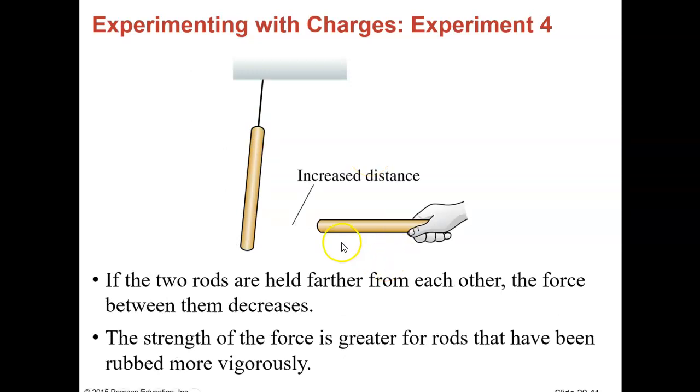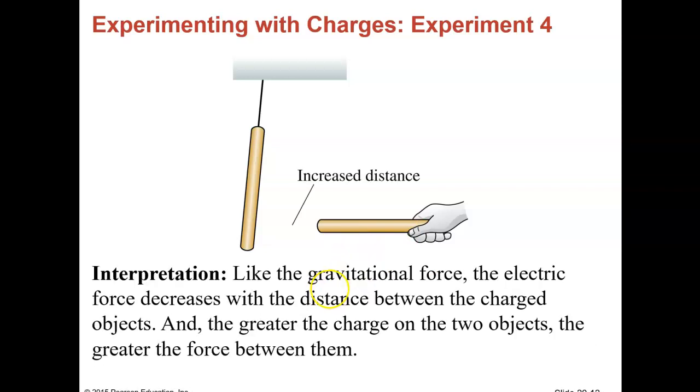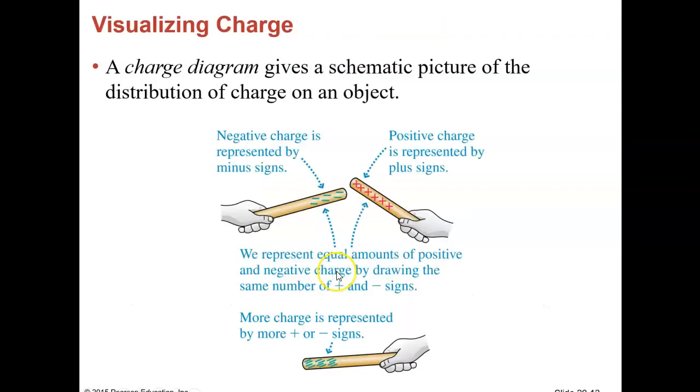Again, if they're held farther away, the force between them decreases, kind of like the force of gravity that we talked about in the first semester. And the more you rub it, the more charge it gets. So it acts over a distance. A charge diagram shows the charges in a particular object. If you have a positive and a negative charge and you bring them near each other, they're going to attract each other. More positives or more negatives equals more of that charge.